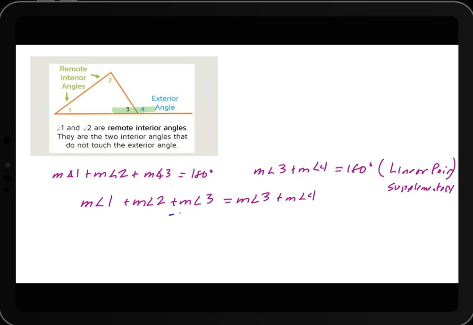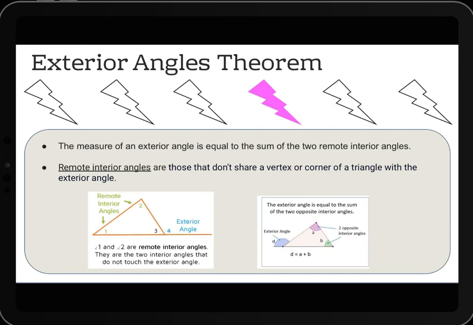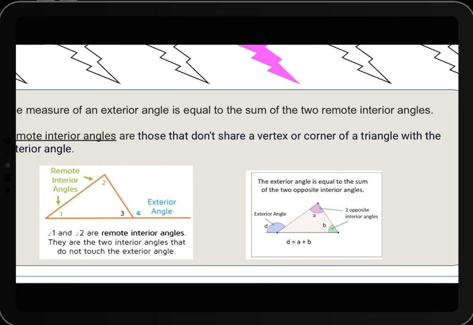And what I can do is subtract angle 3 on both sides, canceling that out. This gets me the measure of angle 1 plus the measure of angle 2 equal to the measure of angle 4. And that is exactly what this theorem is saying. It is saying that if you take both remote interior angles, which is again what these are, and you add them together, you are going to get this entire exterior angle value. That is what the exterior angle theorem is actually saying in the context of that particular problem. So having said that, that's validated here with this graphic as well.